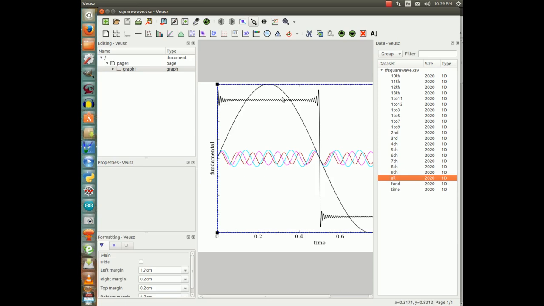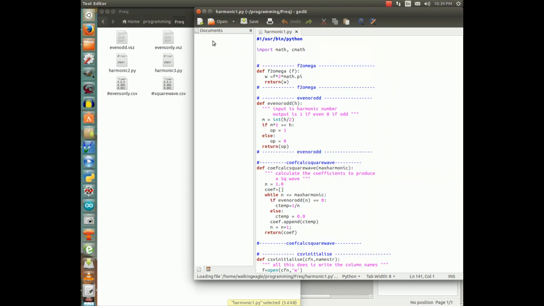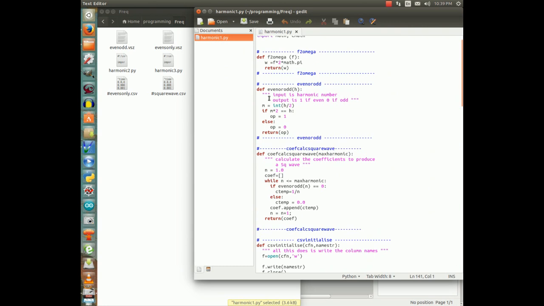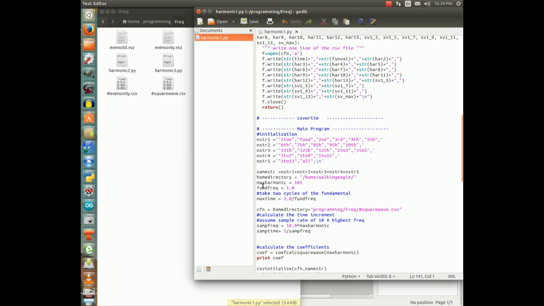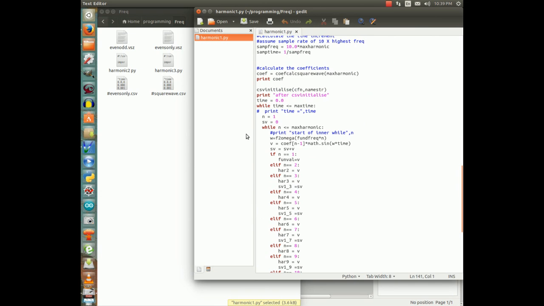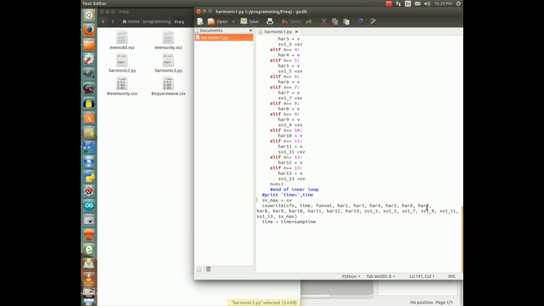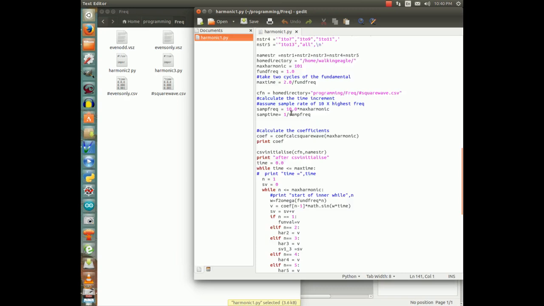So how did I generate that? Well, what I did to generate it is that I ran a program. I actually wrote a little program. And in this program, I calculated the coefficients, and then I calculated each and every one of those sine waves. Something I wouldn't want to do by hand, but the computer does it really fast because it just kept doing a loop and doing each and every one of those. And then what it did, it wrote a CSV file, which is comma-separated variables. And it wrote that CSV file, and that is what we pulled into this other program called Views.